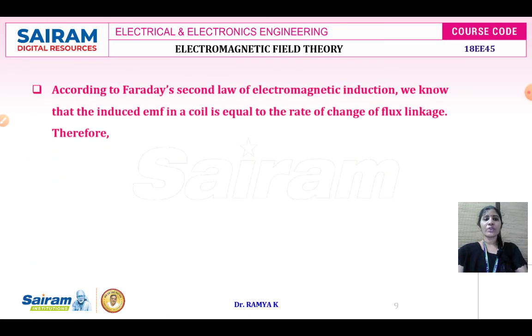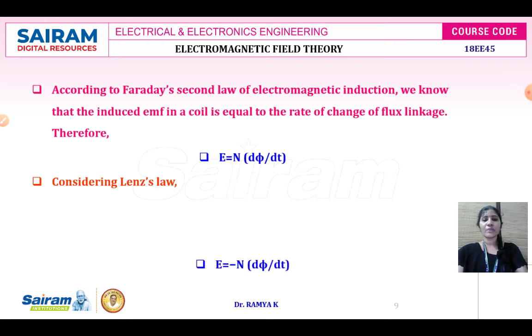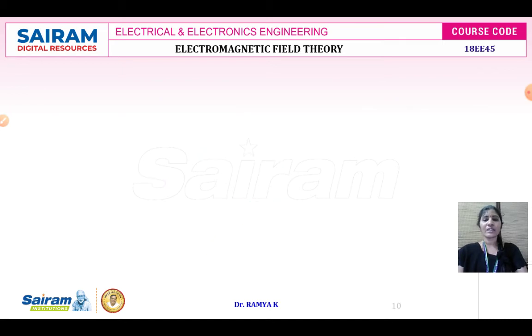Now considering Faraday's second law of induction, we know that the induced EMF in the coil is equal to the rate of change of flux linked with the coil. Therefore, we can write E is equal to N into d phi divided by dt, where d phi by dt is the rate of change of flux linked with the coil and N is the number of turns. Now, if you consider Lenz's law in Faraday's law, you get E is equal to minus N into d phi divided by dt. Why we get this negative sign, we'll see when we analyze Lenz's law.